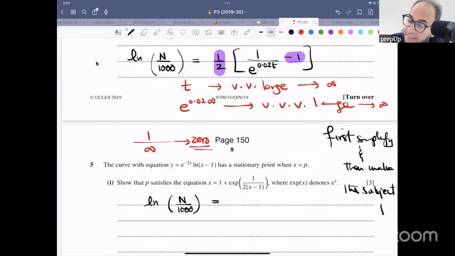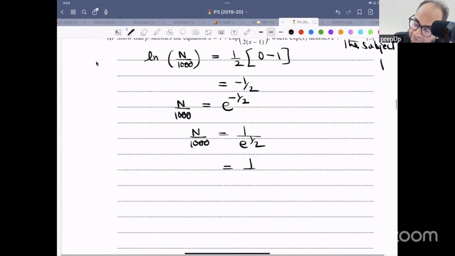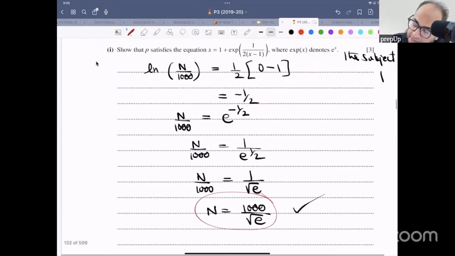This is equals to half bracket 0 minus 1, which is negative half. N over 1000. That is e raised to power of negative half. N over 1000, that is 1 over e raised to power of half. That is 1 over square root of e, that is n over 1000. So therefore, n is 1000 divided by square root of e, and that is the answer for this particular part.